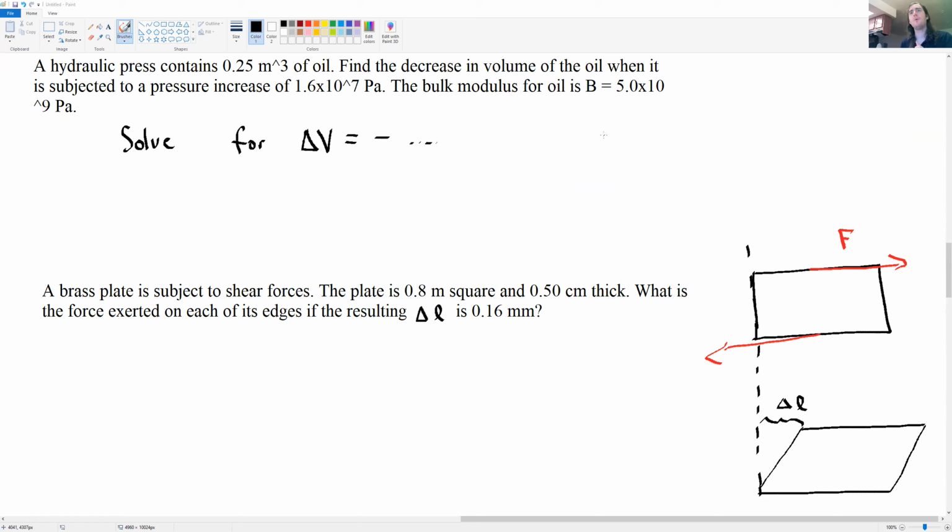The first example is a hydraulic press. Here contains some oil. Find the decrease in volume of the oil when it is subject to a pressure increase of 1.6 times 10 to the 7 pascals. We're given the bulk modulus.